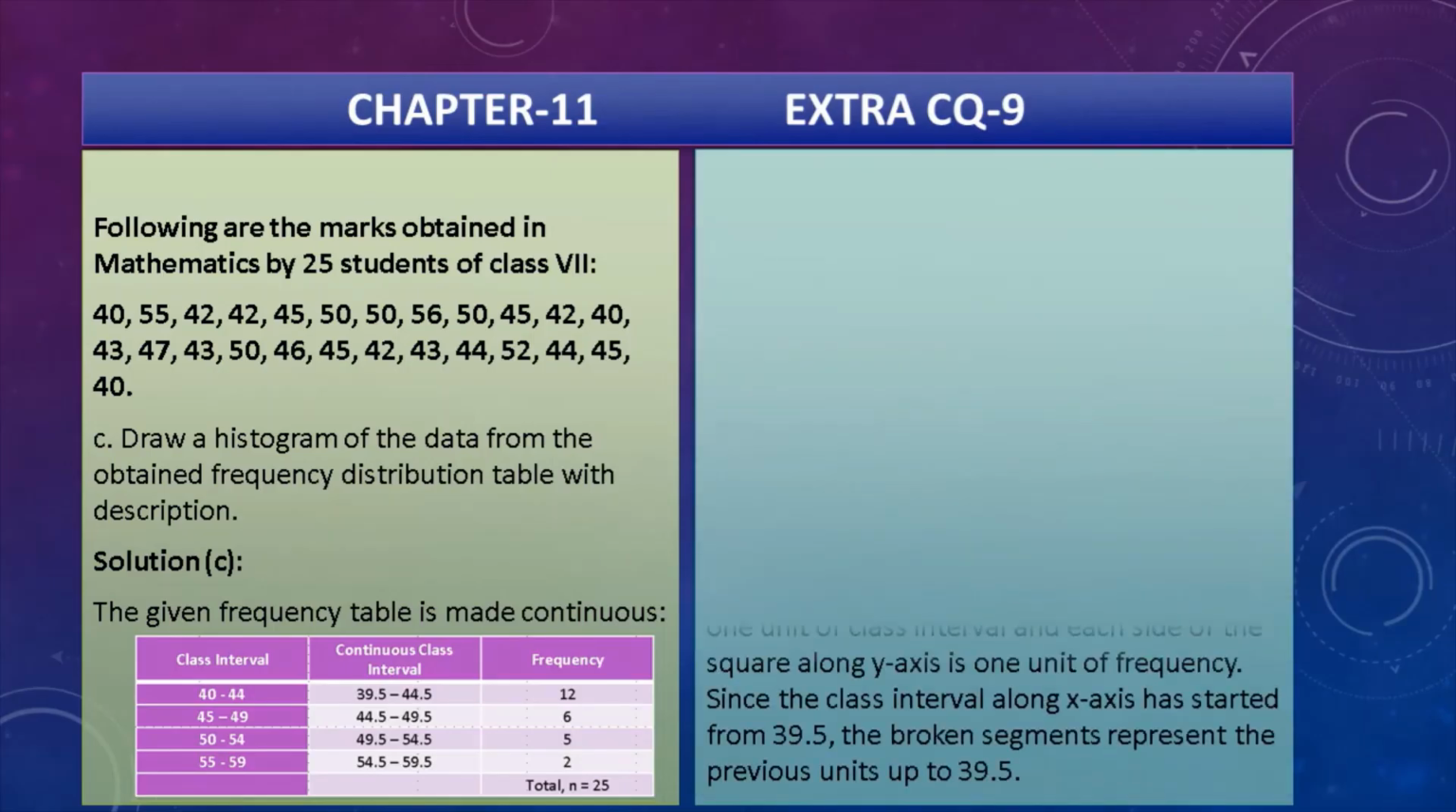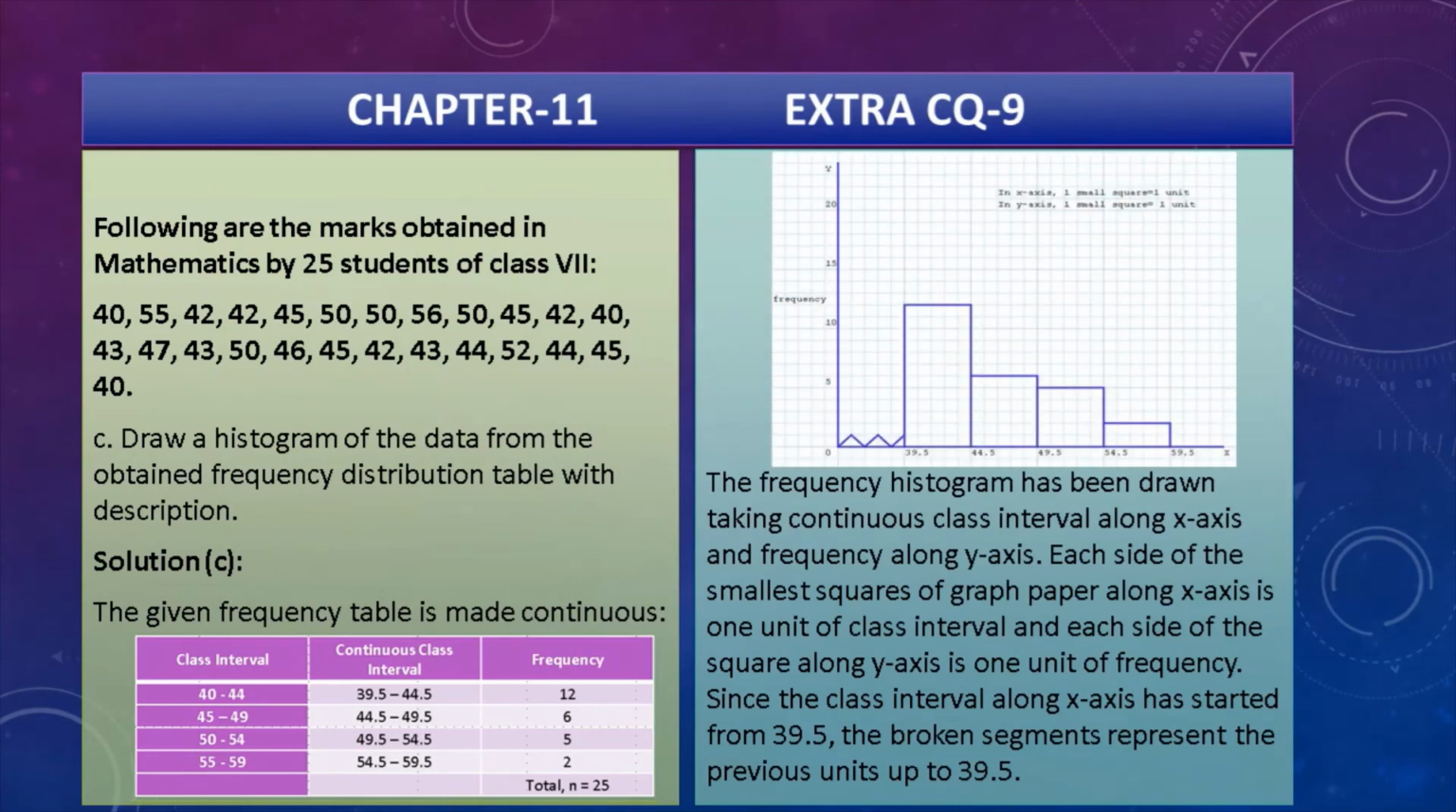So my dear students, this is the histogram, as you can see, and these are the description. The frequency histogram has been drawn taking continuous class interval along x-axis. As you can see, my dear, along x-axis we take continuous class interval, and frequency along y-axis. Each side of the smallest square of graph paper along x-axis is 1 unit of class interval, and each side of the square along y-axis is 1 unit of frequency.